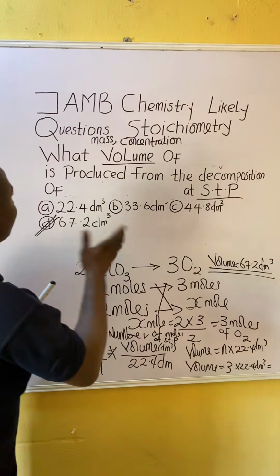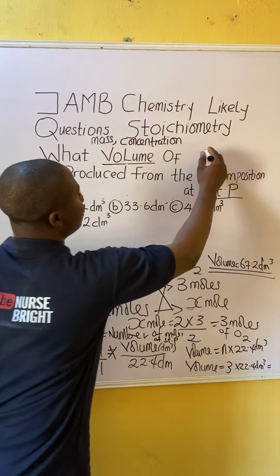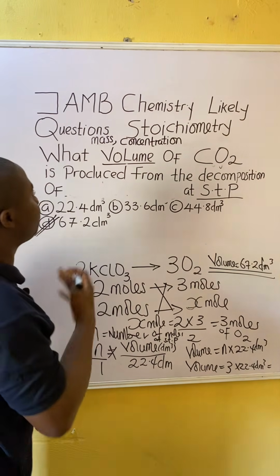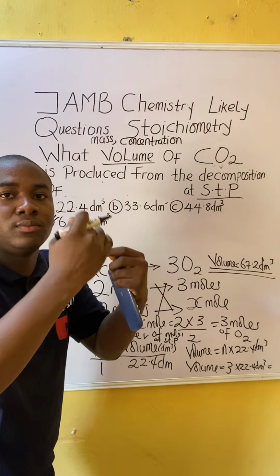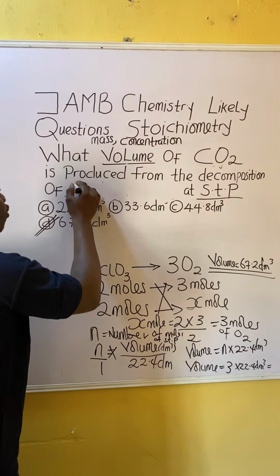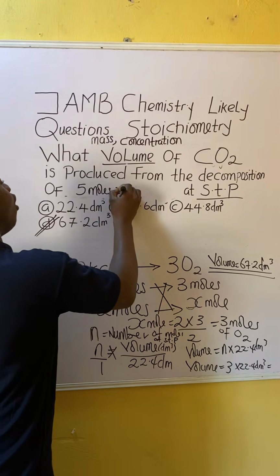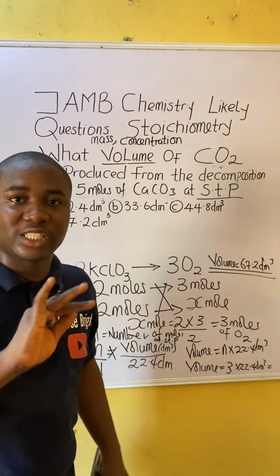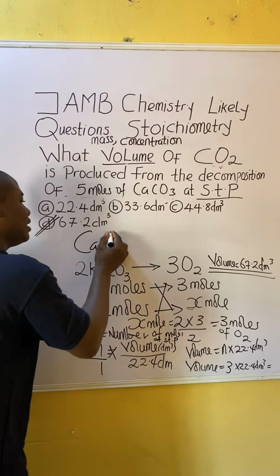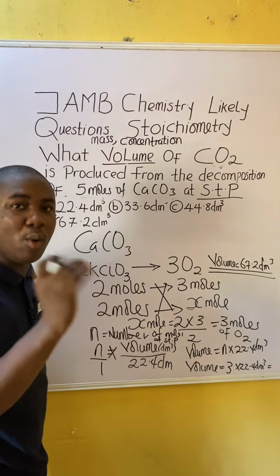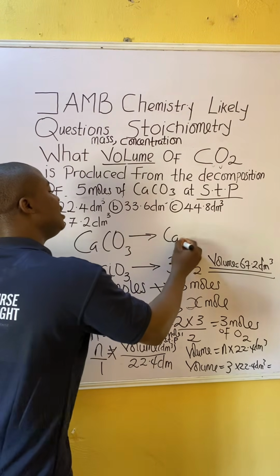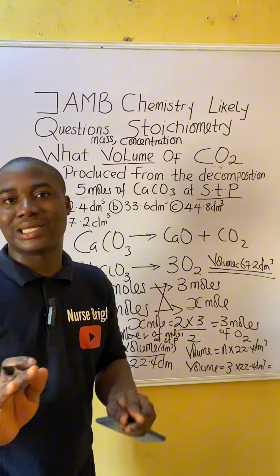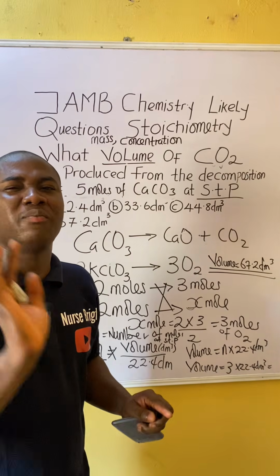Here is your question, and the question says, what volume of, now in this case, it is going to change from oxygen to CO2, carbon dioxide, is produced from the decomposition, decomposition means breaking down, of 5 moles of CaCO3 at STP. All right, this question is extremely simple. Let me write out the reaction you need. So CaCO3, when it undergoes decomposition, when we break it down, we get something like CaO plus CO2. The reaction is balanced. We don't have to balance anything. It's actually balanced. So solve based on this reaction.